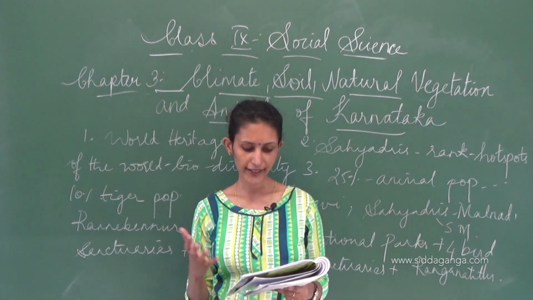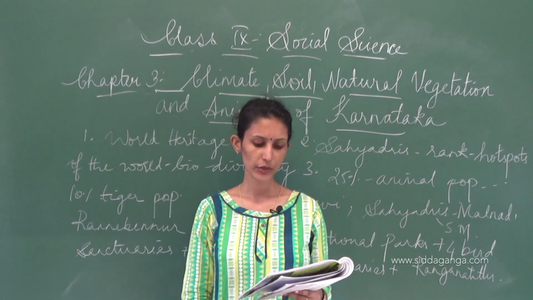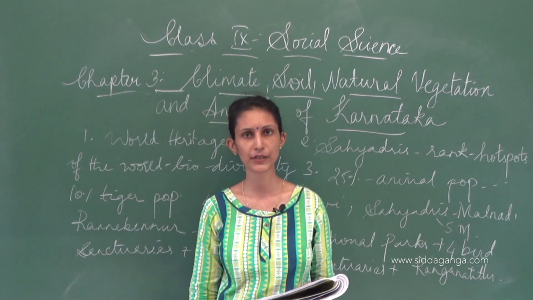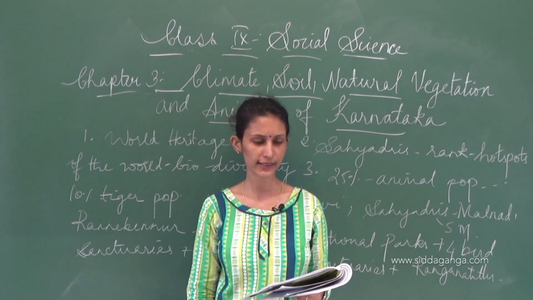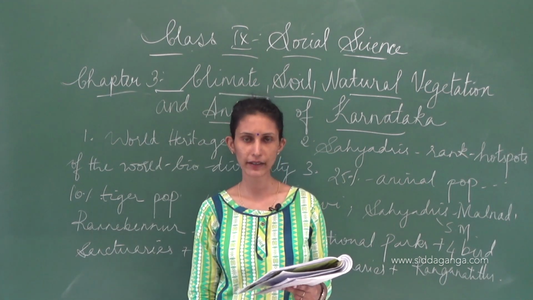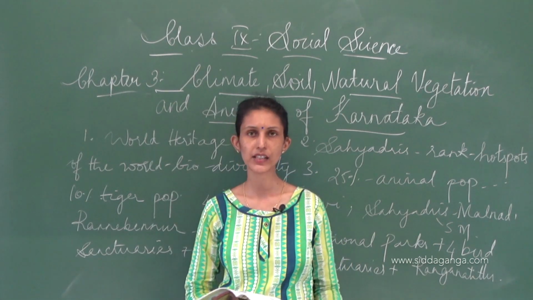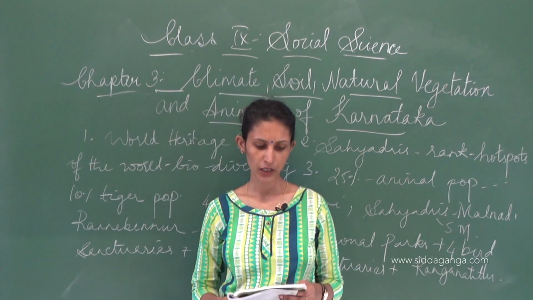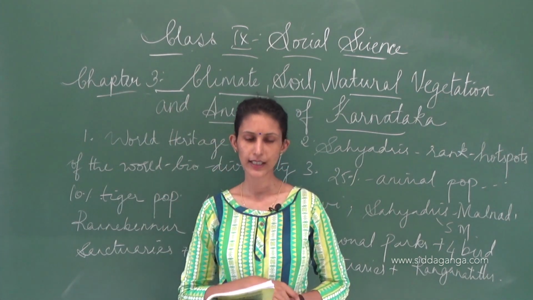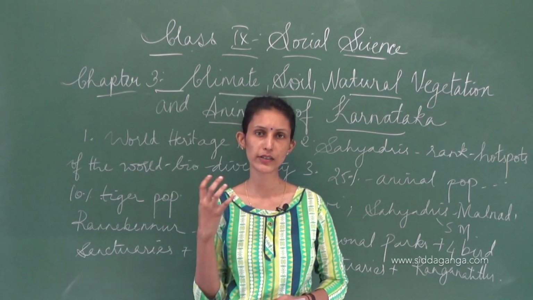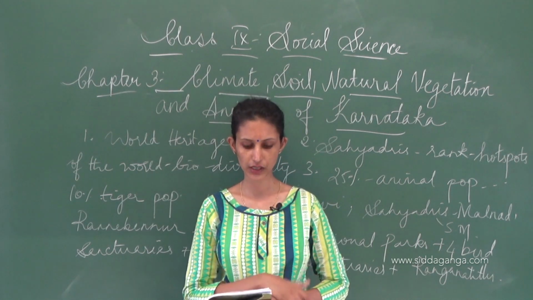In the animal resources, the Sahyadris are termed a World Heritage Area. 25% of the animal population and 10% of the tiger population is present. What are the other animals? Leopards, boar, bison, stag, deer, bear and porcupine. We have snakes, we have birds, and that is why we have sanctuaries for them. The central part of the Western Ghats is the Malnad. The Malnad region has natural biodiversity because it is covered by forest, and a lot of animal resources are found.